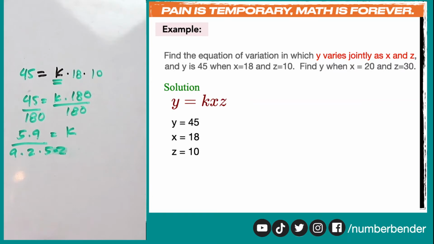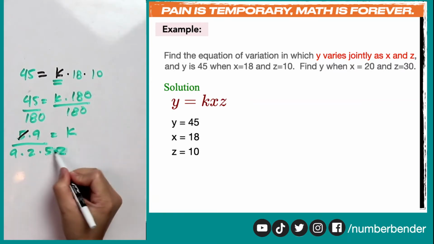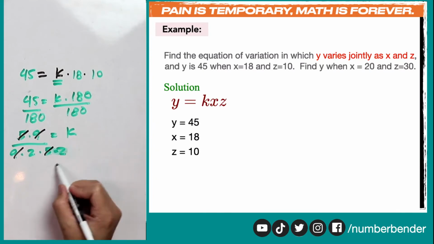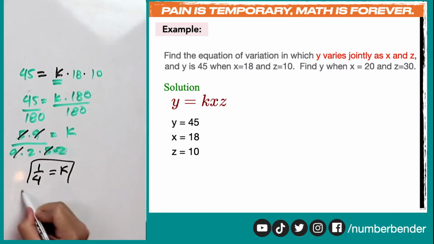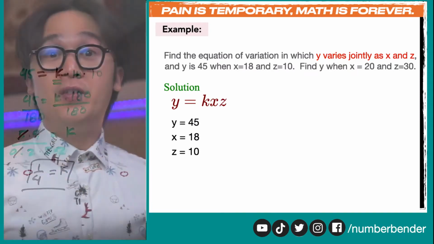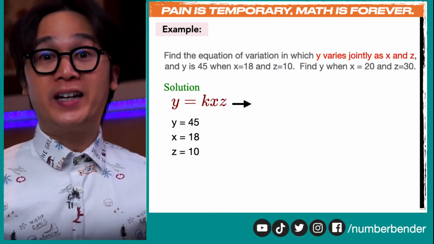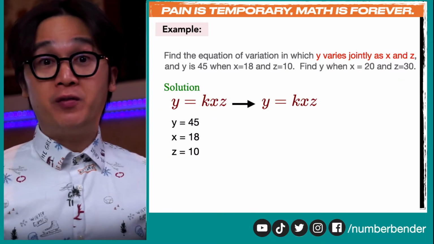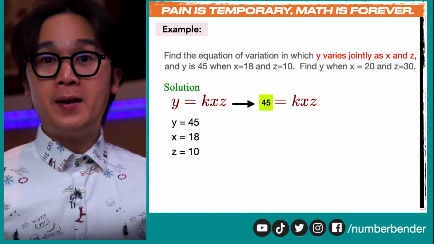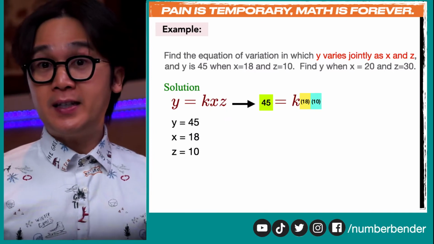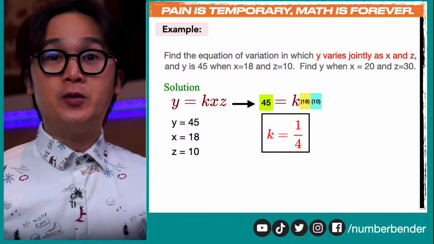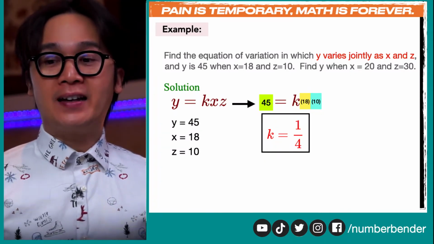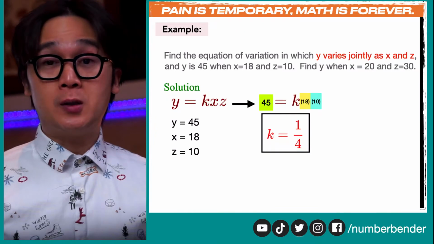I factor out my numerator and denominator, so I can cancel out 5. I can cancel out 9. And now my k, my constant of variation, is simply 1 over 4. So this is the constant of variation we're looking for based on the given values. And now that we have our k from our joint variation formula, we replace y, x, and z, and by using basic mathematics, we're able to find the unique numerical value that is present in this relationship, which is 1 over 4.